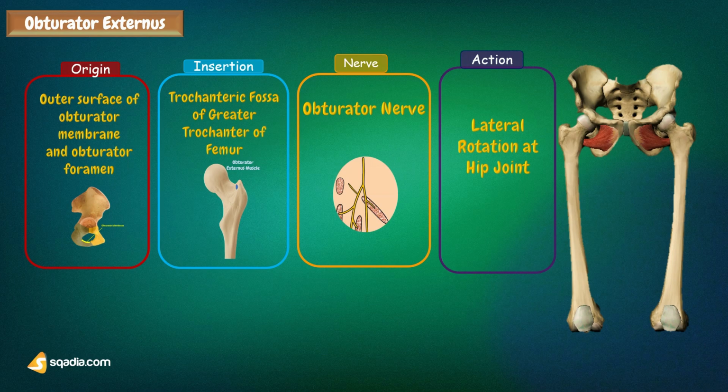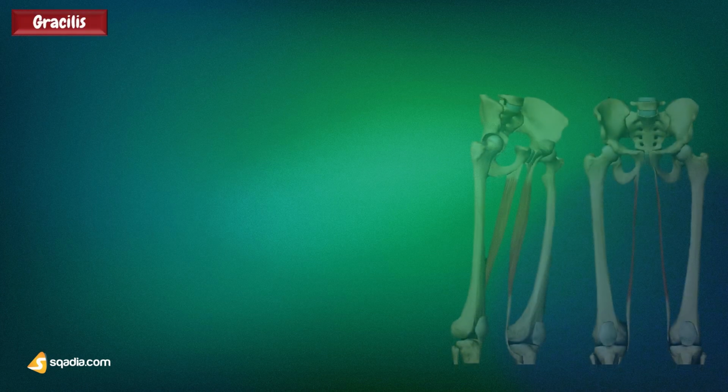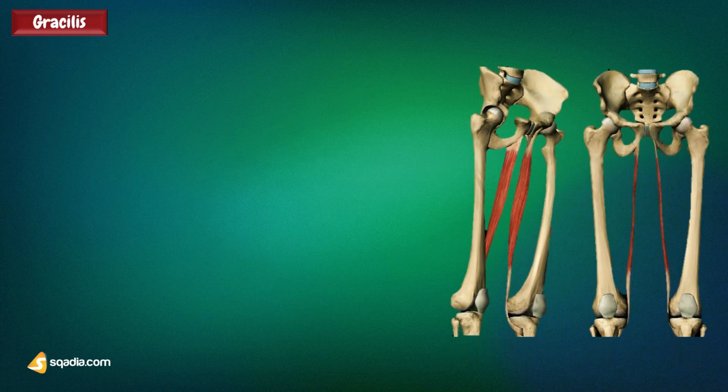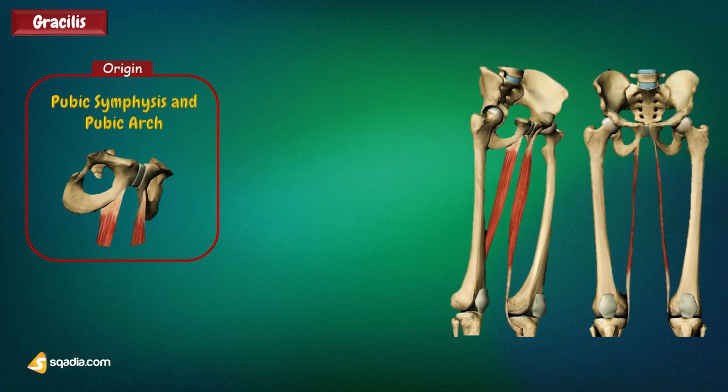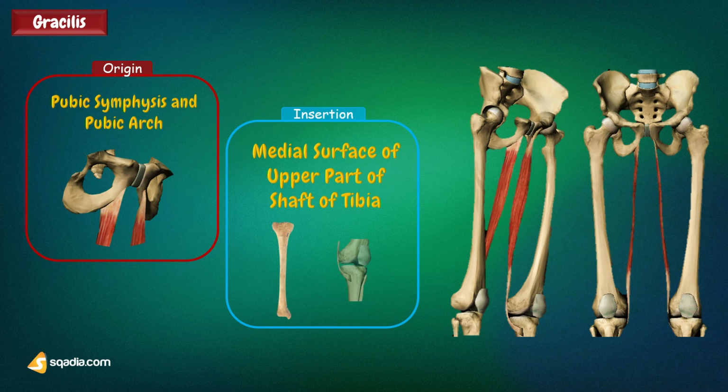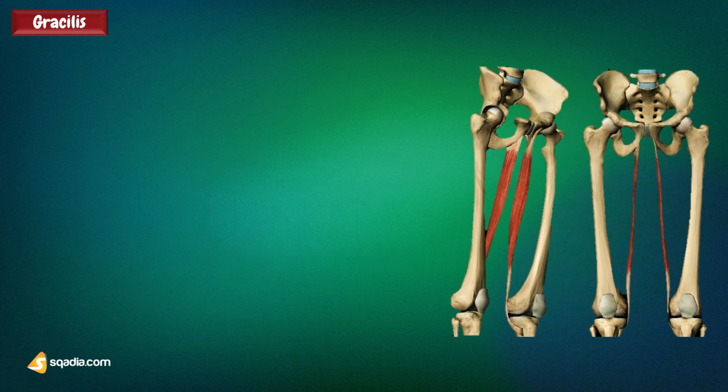Coming back to the other two muscles of the adductor compartment. Here you can see the gracilis muscle. It is a thin and superficial muscle of the medial compartment of the thigh. Its fibers originate from the pubis, more specifically the pubic symphysis and the pubic arch. It is inserted at the upper part of the medial surface of the superior shaft of the tibia bone. It is the only muscle of the medial compartment that does not attach at the femur.